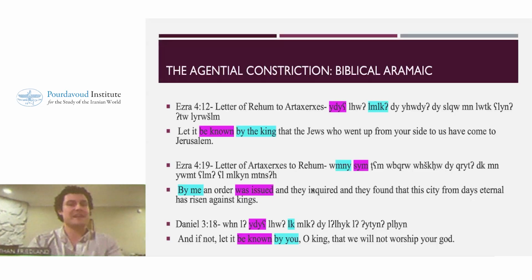Let it be known by the king that the Jews who went up from your side to us have come to Jerusalem. By me an order was issued, and they inquired, and they found that this city from days eternal has risen against kings. And again, we should really read this as: I issued an order. I won't even parse these for you any further because it should be getting quite redundant, right? We see how this structure works.